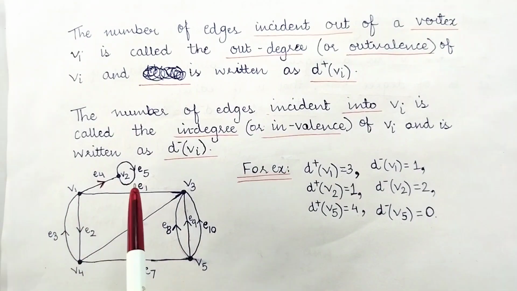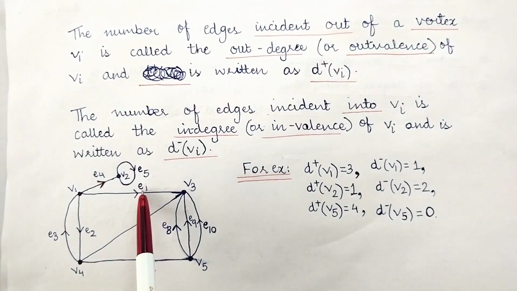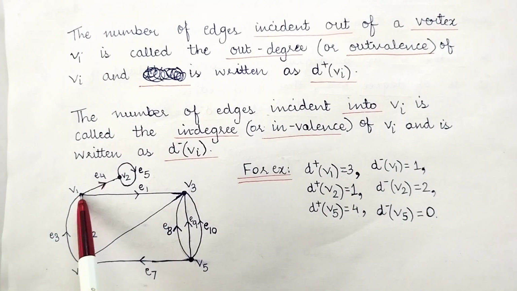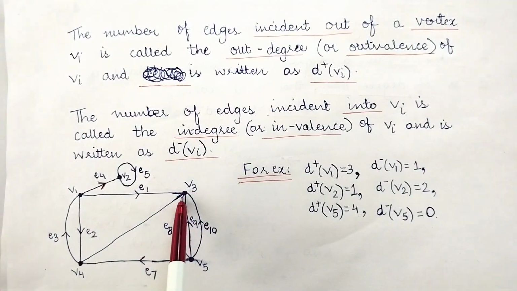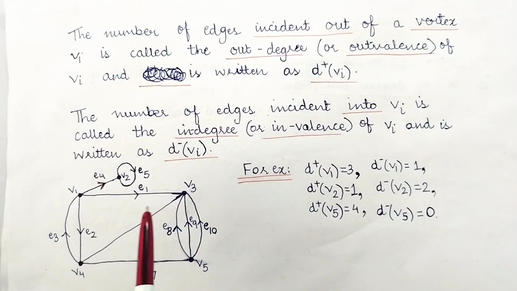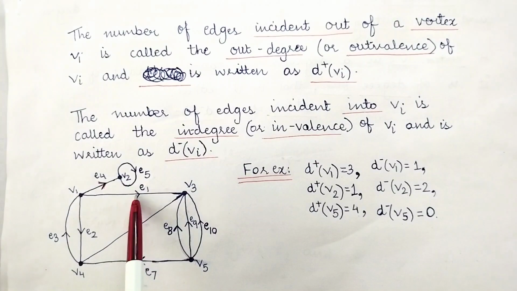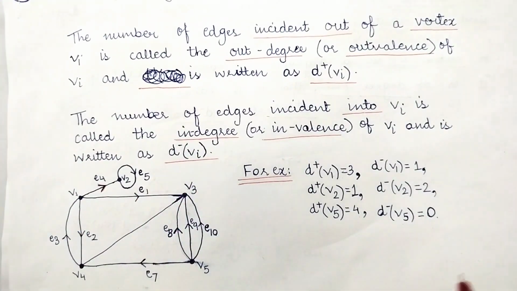So the vertex from which an edge goes out, the edge is said to be incident out of that vertex. Here, edge E1 is incident out of vertex V1. And the vertex into which the edge goes, that edge is said to be incident into that vertex. Like here, E1 is incident into vertex V3. So this is the concept of incident into and incident out of. Edge E1 is incident out of vertex V1. Edge E1 is incident into vertex V3.